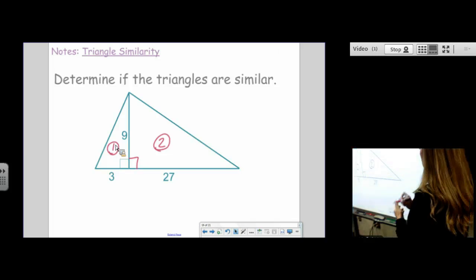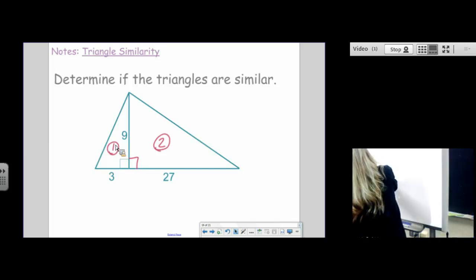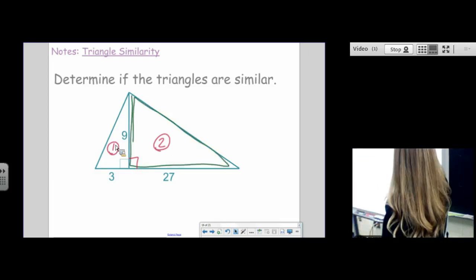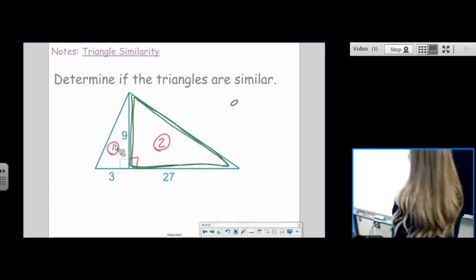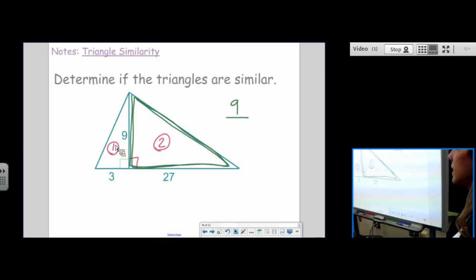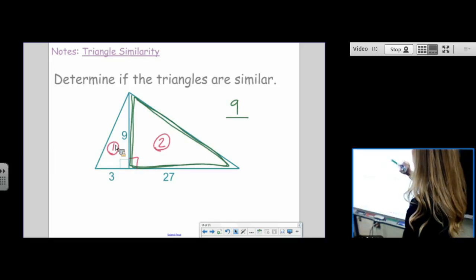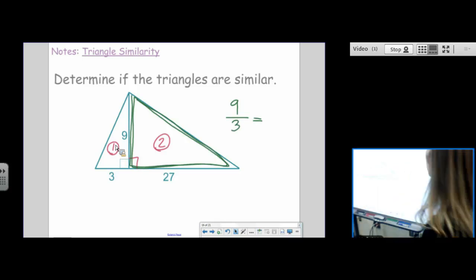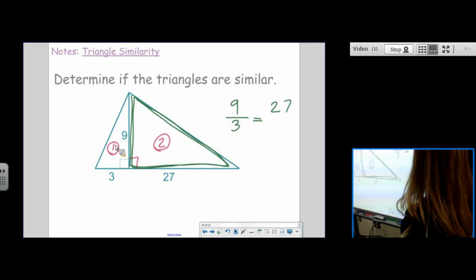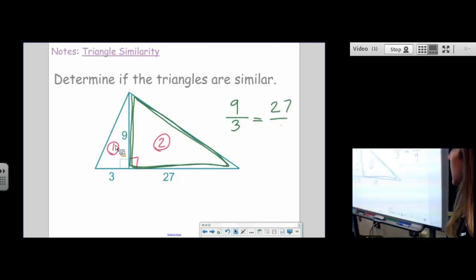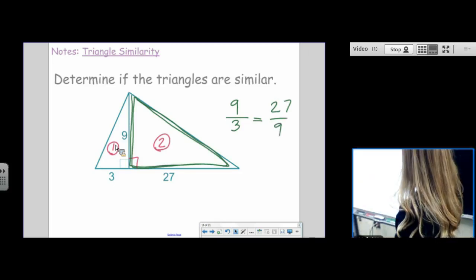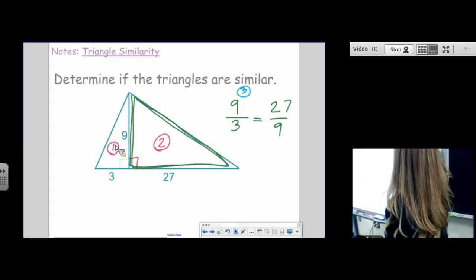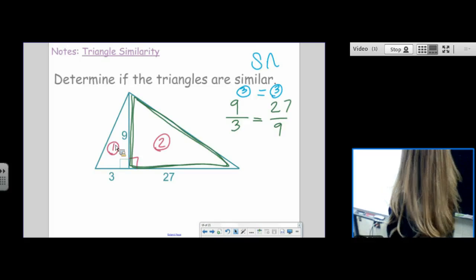We have to set up a proportion. I'm going to look at the green one. What is the smallest side of the green one? Well, it's 9. Now I'm going to look at triangle number 1. What's the smallest side of triangle number 1? Well, it's 3. Now go to the green one again. What's the largest side? 27. What's the largest side of triangle 1? It's 9. And guess what? 9 divided by 3 is 3. 27 divided by 9 is 3. Those are equal. So these are similar by side-angle-side similarity.